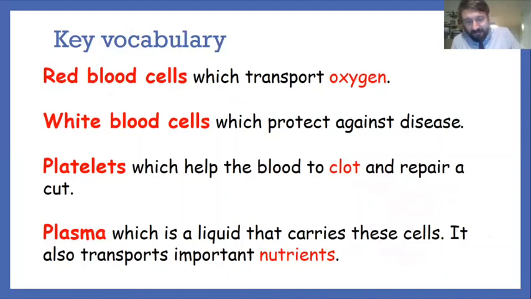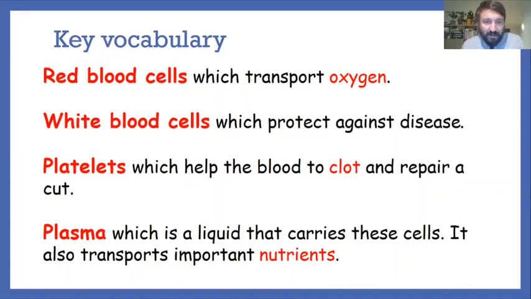White blood cells today, I'm going to be using white chocolate bits, and they protect against disease. So we've got red blood cells transport oxygen. We've got white blood cells protect against disease. Platelets, which I'm going to use chocolate flakes, help the blood to clot and repair itself. I'm sure if you've ever tripped over or you cut yourself, a scab is formed, and you will know from now on that's actually platelets that are clotting together to repair that cut.